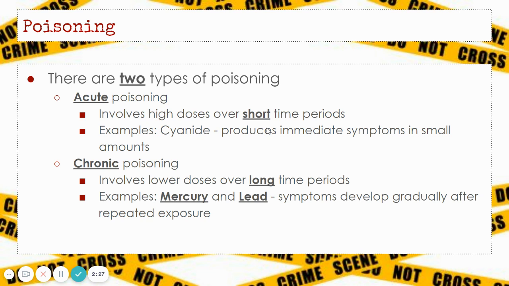That is different than chronic poisoning. Chronic poisoning has lower doses over a long period of time. So these are substances that aren't immediately harmful, but if a person has prolonged exposure, they will have symptoms. For example, mercury and lead. If you're exposed to tiny amounts just one time, you're not going to have a lot of poisoning effects. But if you have a low dose over a long period of time, you're going to gradually develop symptoms because of that repeated exposure. So low dose, long period of time.